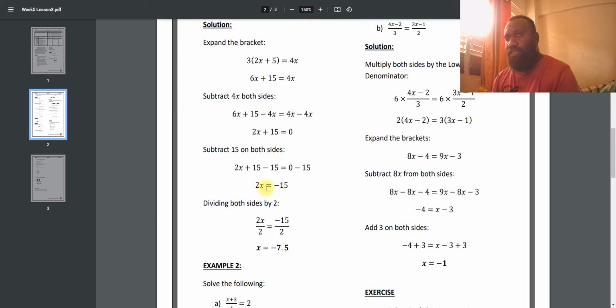Moving on. Yet we have 2 attached to x. We do not want the 2. We need to get rid of that so x is alone. Since 2 is multiplied by x, we divide everything by 2. So divide by 2 to leave us with x equals negative 7.5. That is the decimal form of negative 15 over 2.